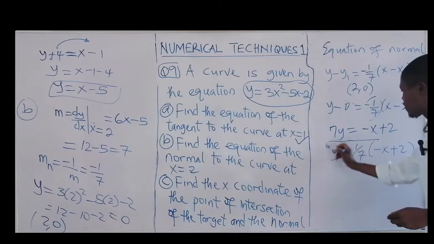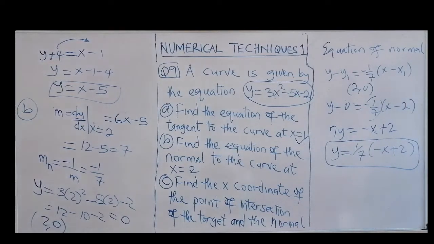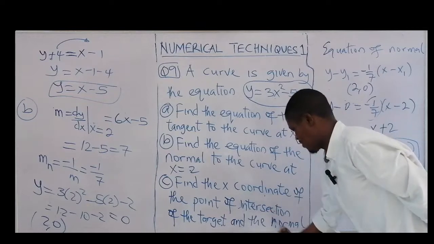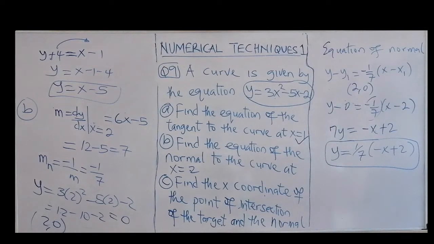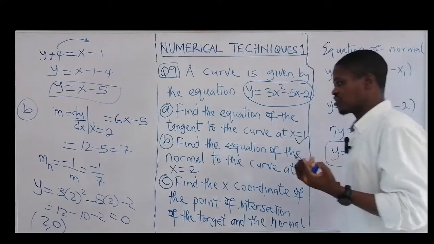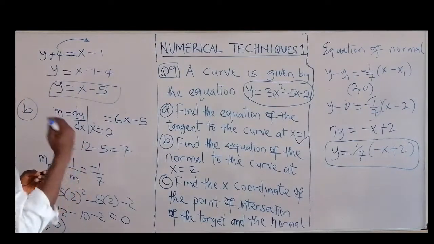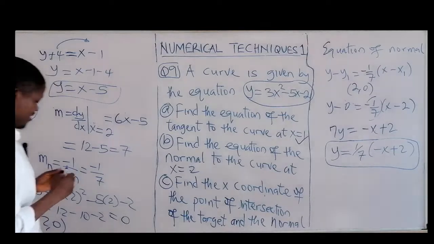Then we now have the equation of the normal, and we also have the equation of the tangent line. We are told now to find the x coordinate of the point of intersection of the tangent and the normal. What it means is that where the two equations of normal and tangent intersect, the two equations are equal to each other. That is what we're going to do in this question.